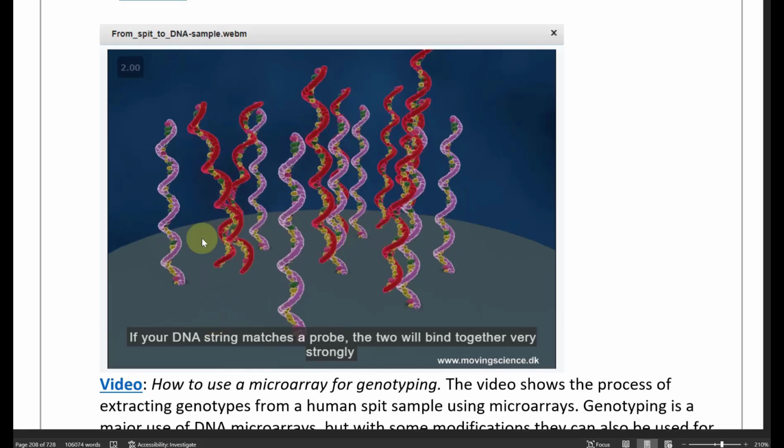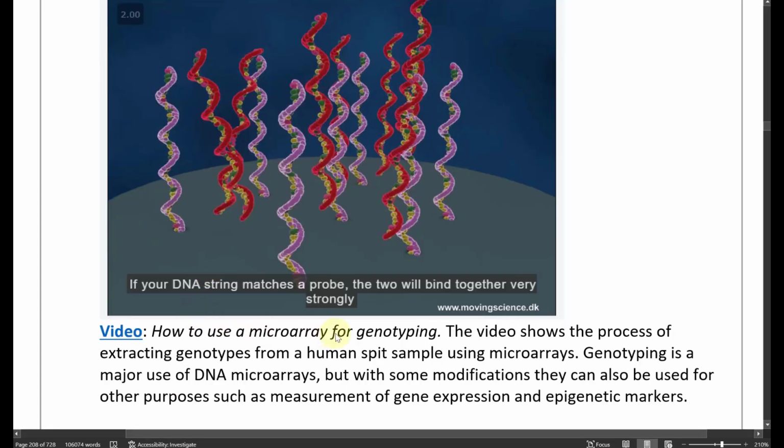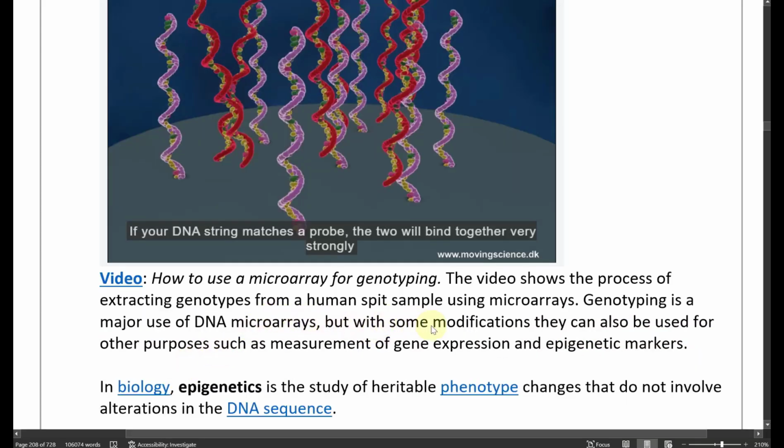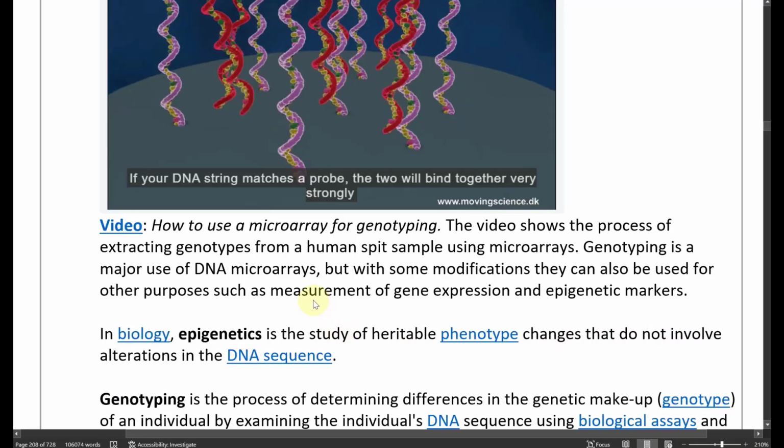Basically, what you have is some DNA sequences attached to a solid surface here, and then you expose it to free-floating other DNA sequences, and if they match up, they would shine a color, and you can detect that it matched up with this known sequence. So this unknown becomes known once it matches up with this. The video is titled how to use a microarray for genotyping. The video shows the process of extracting genotypes from a human spit sample using microarrays. Genotyping is a major use of DNA microarrays, but with some modifications they can also be used for other purposes such as measurement of gene expression and epigenetic markers.